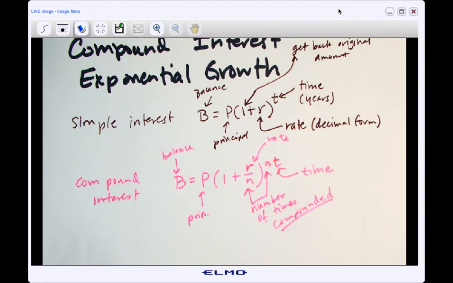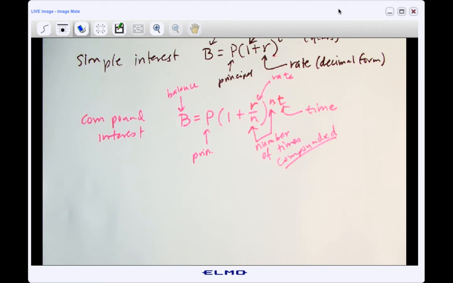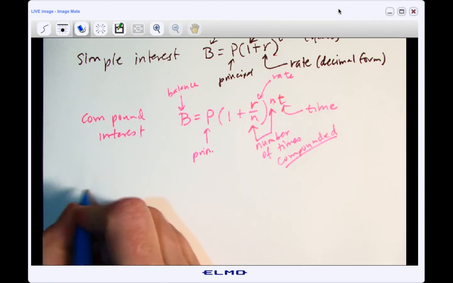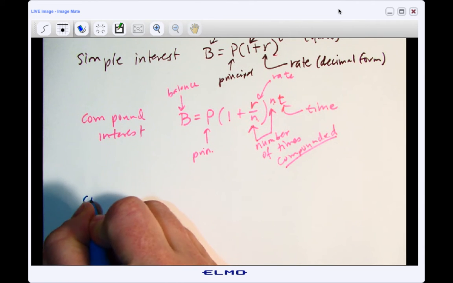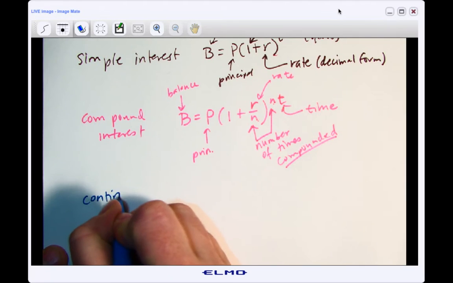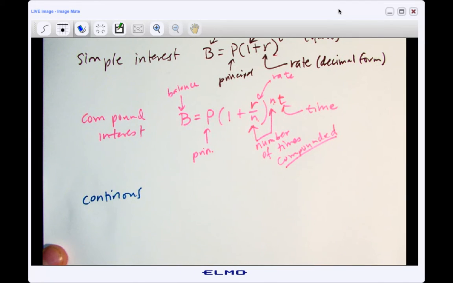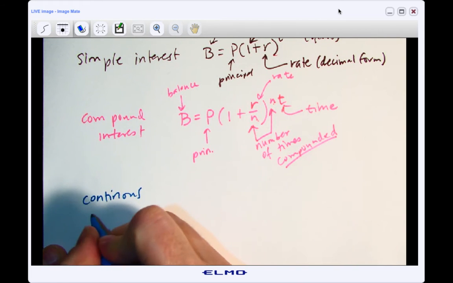Now the other one that we're going to be using today, and I think we'll do on another video, where this comes from. So if you want to look at the other one, you can. It's going to be on e, continuously compounded.